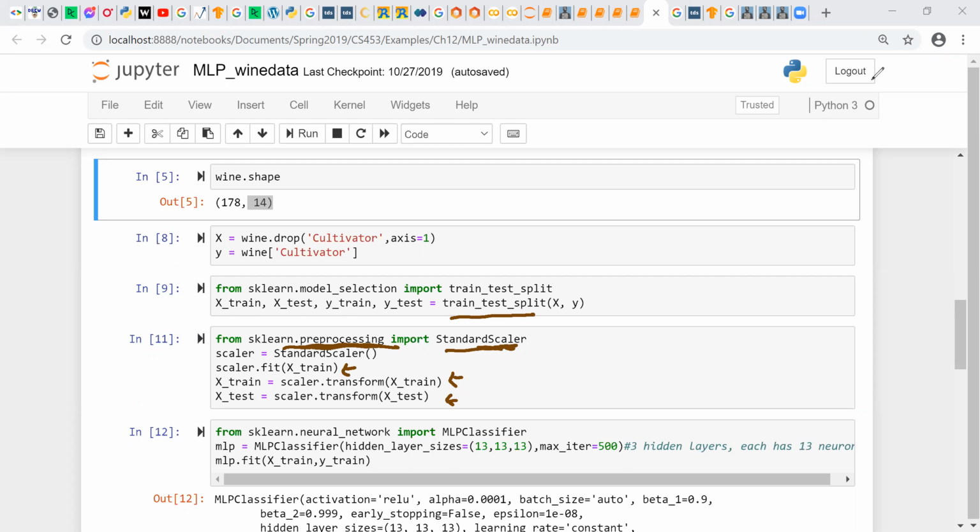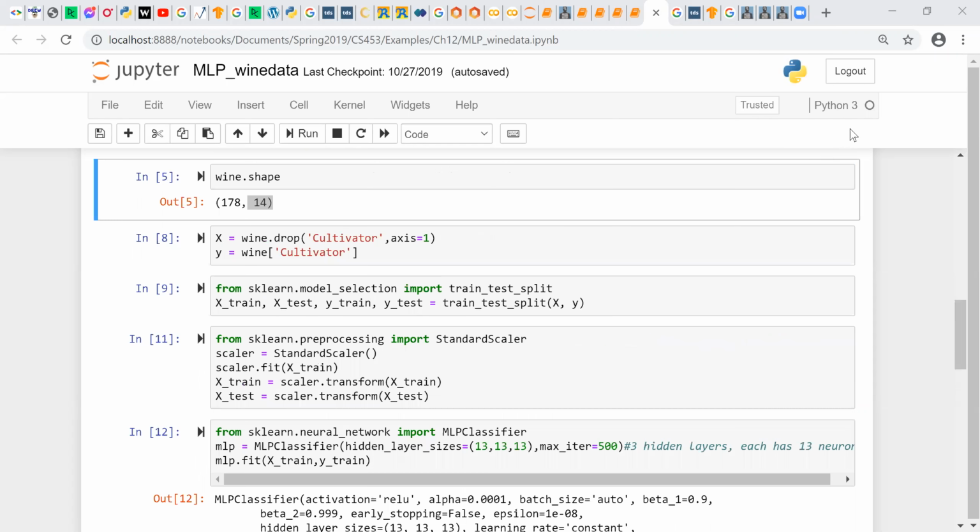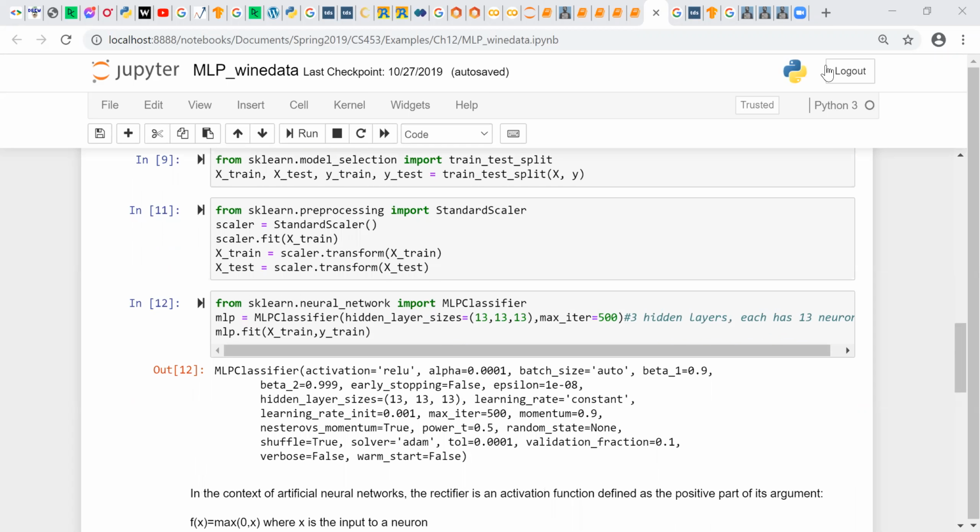So nothing new here. And then, in order to build the neural network in sklearn, you can use sklearn's neural network module, which has the multi-layer perceptron, the artificial neural network. Here we can use the MLPClassifier, and we use it to classify with this model.